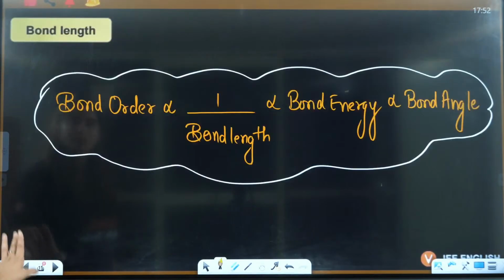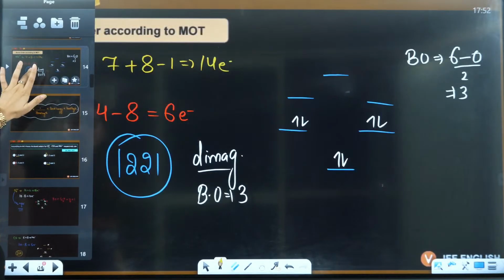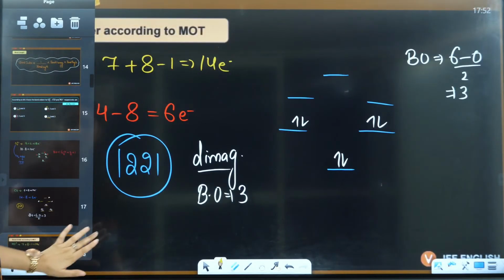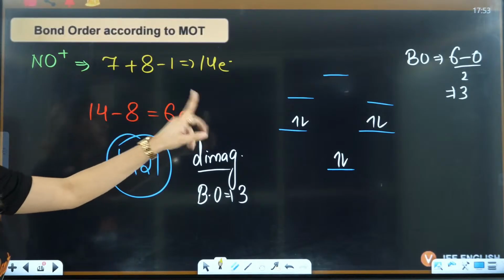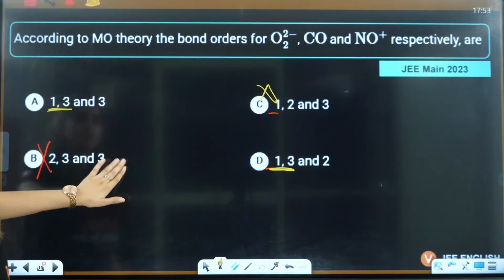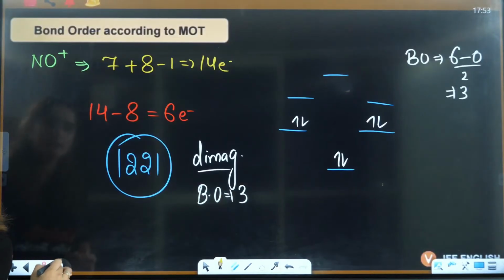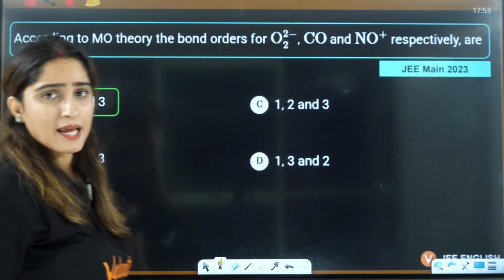And NO positive, guys, we have already done here. I'll just move it there. NO positive, we already discussed that bond order will be 3 for NO positive, right? So it will be 3 here as well. So the answer will be A, the correct answer here, right?